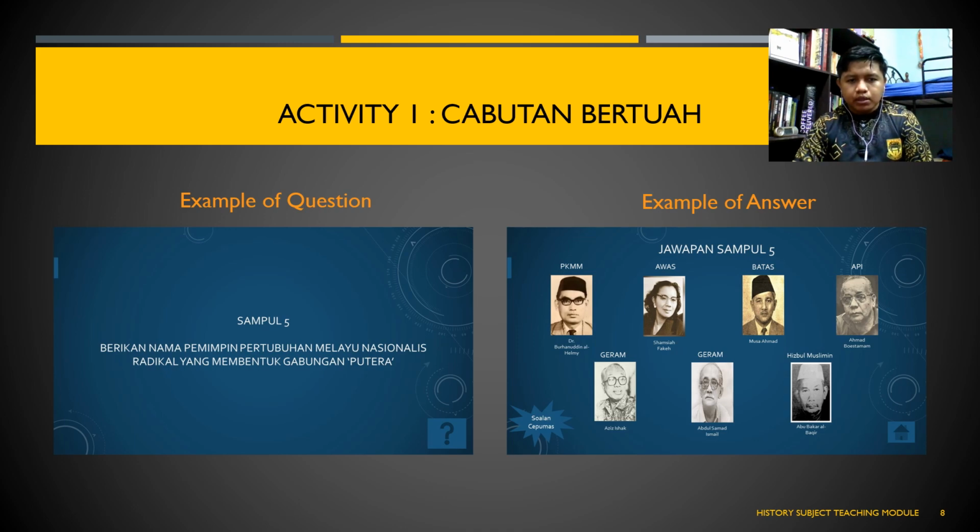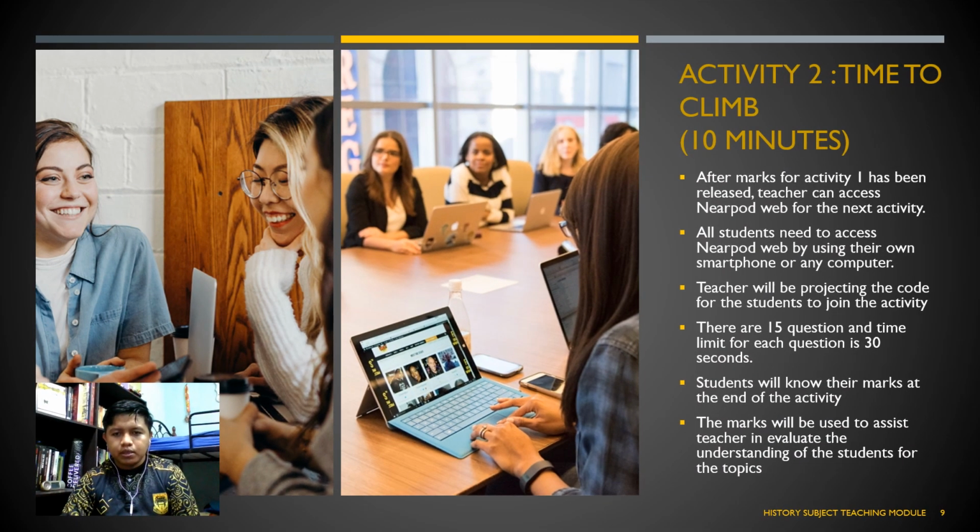So my next activity is activity 2, which is called Time to Climb. This activity requires about 10 minutes for the teacher to complete. After the marks for activity 1 have been released, the teacher can access the Nearpod web for the next activity. For this activity, the students need to access Nearpod by using their own smartphone or any computer if necessary. The teacher will project the code for the students to join the activity.